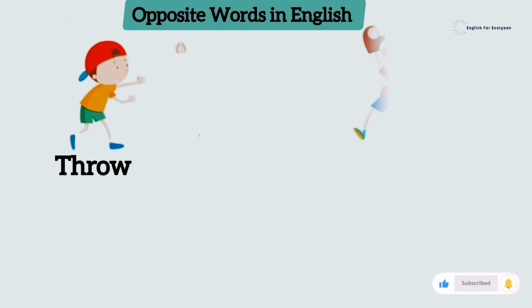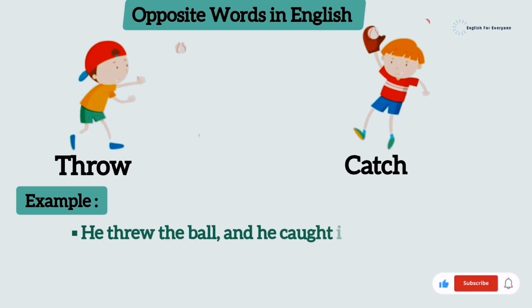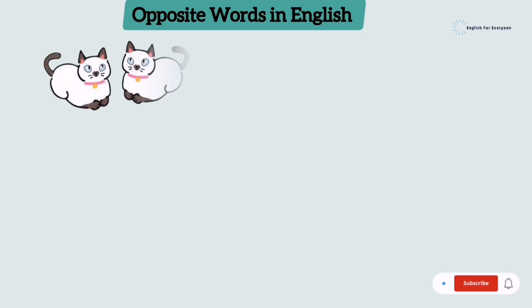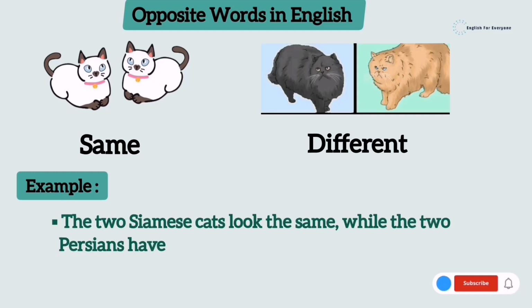Throw, catch. He threw the ball and he caught it. Same, different. The two Siamese cats look the same, while the two Persians have different fur colors.